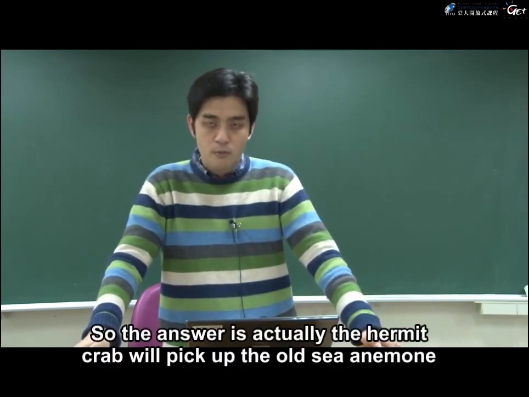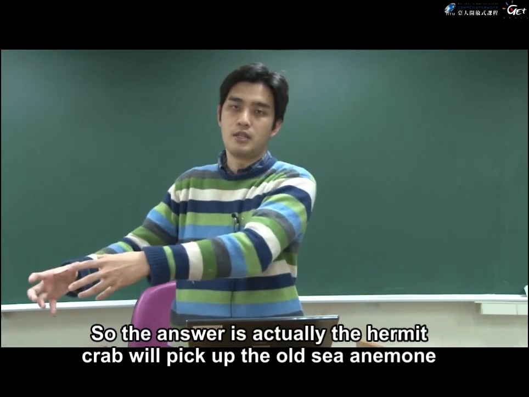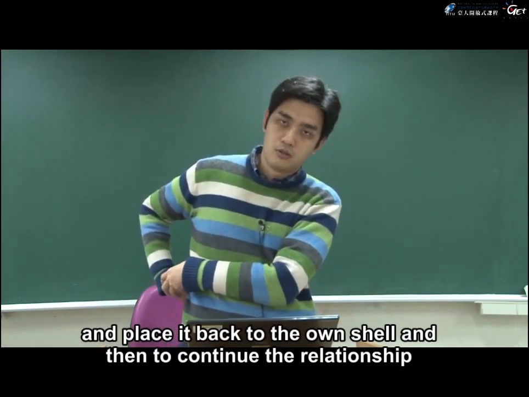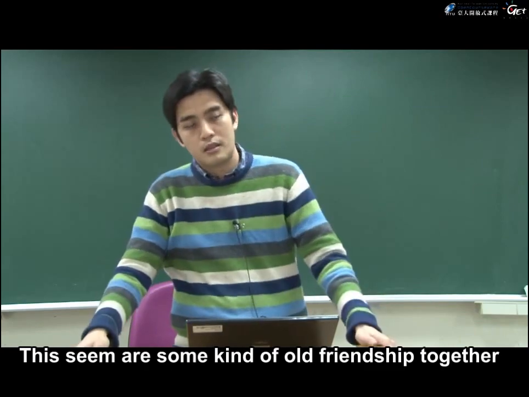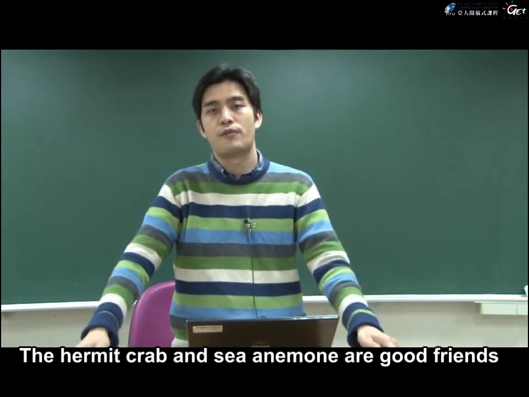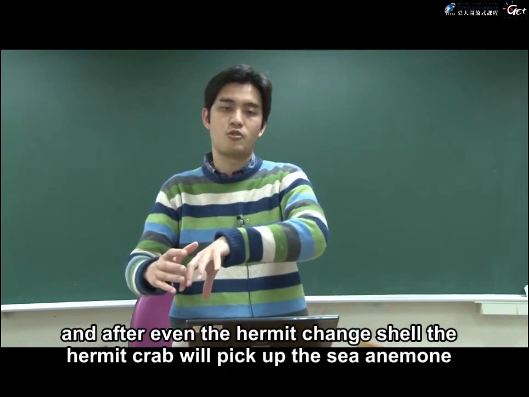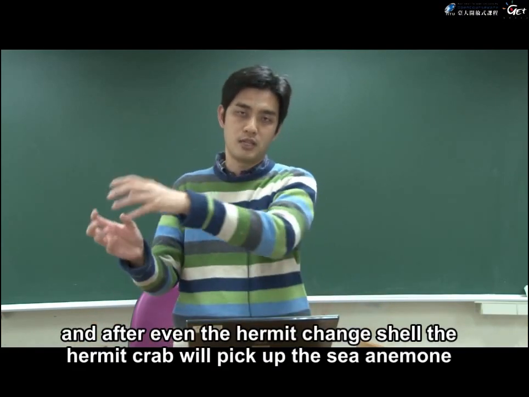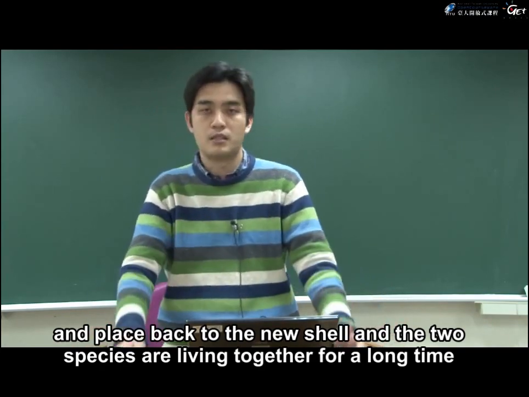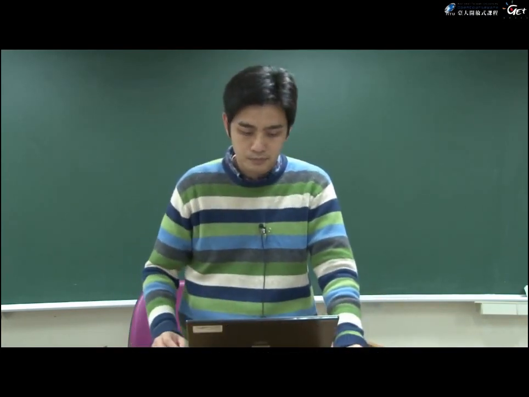The answer is that the hermit crab will pick up the old sea anemone and place it back on its own shell, and then continue the relationship. This seems like some kind of old friendship. The hermit crab and the sea anemone are good friends, and even after the hermit crab changes shell, it will pick up the sea anemone and place it on the new shell, and the two species live together for a long time.